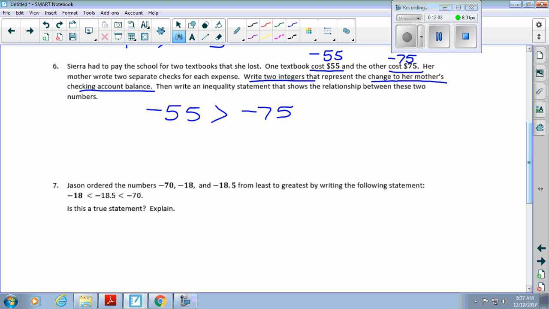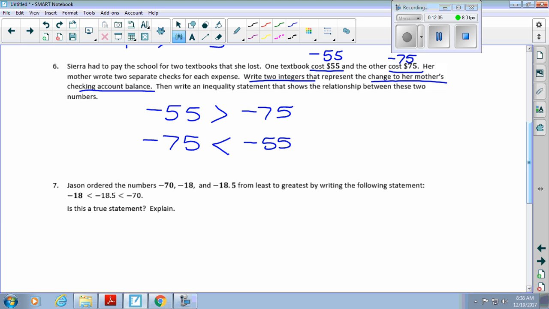Like, obviously, you don't like writing either check, but if you're her mother, you are a little less irritated by the negative 55, because the negative 75 impacts your account more, but even though it impacts your account more, it's still just comparing negative 55 to negative 75, negative 55 is greater. All right, so if we did it the other way, negative 75 would be less than negative 55. Any questions there?